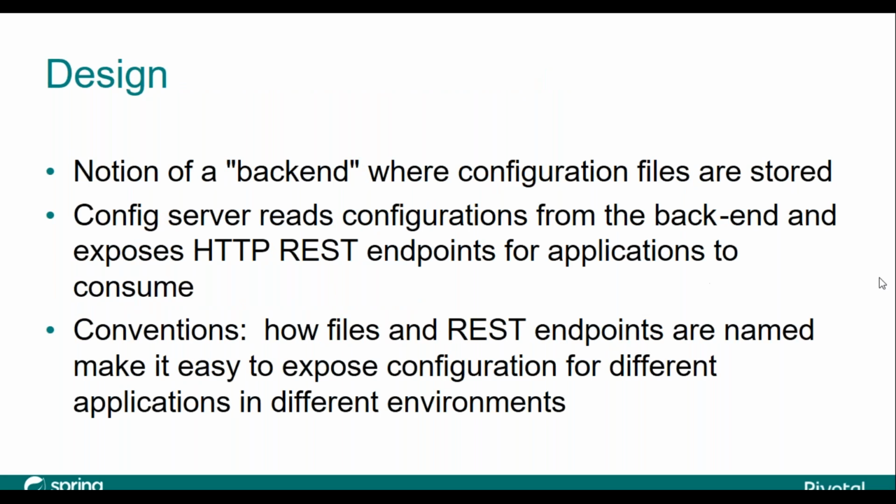Now, let's look at the design here. The design very clearly says that there is a notion of a backend where configuration files would be stored. This backend server might be a Git server, and I would be showing you a demo related to Git server. But the backend can be anything. It can be your database, it can be your file system, or it can be your Amazon cloud. Whatever the backend server, you can keep those configuration files over there. Now, what does the config server try to do? It reads this configuration from the backend server and exposes it as HTTP REST endpoints for the applications to consume.